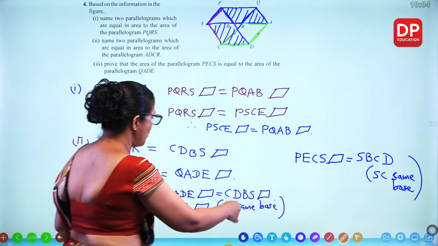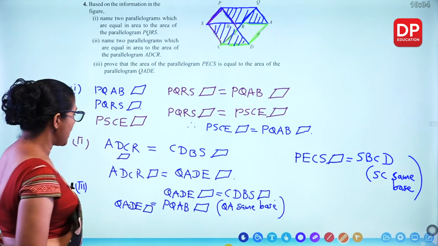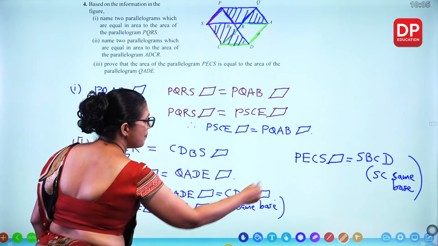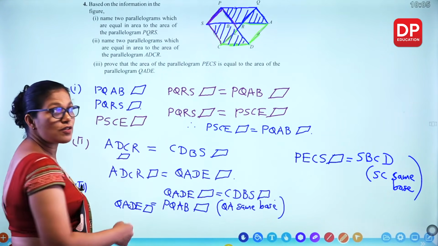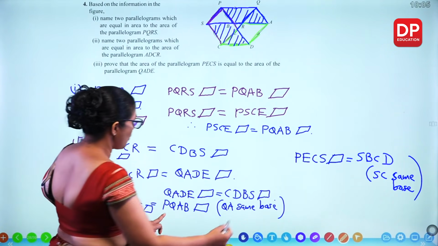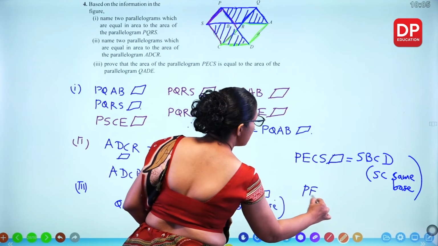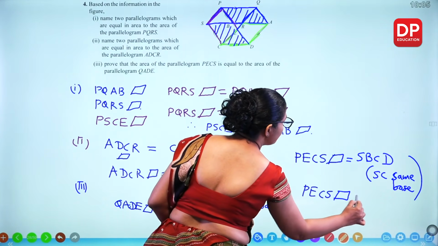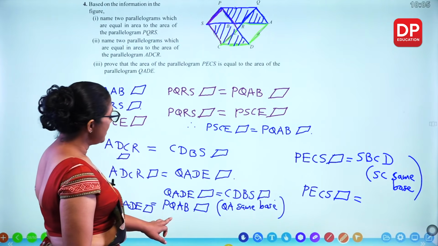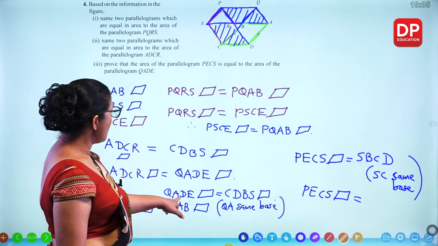Now, when you compare these two, what can you say? So this is the same parallelogram. Because of that, you can say this is equal to this one. So PECS parallelogram area is same as the other one. The other one is QADE.